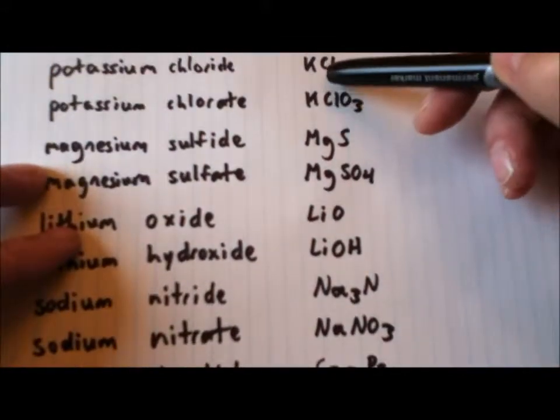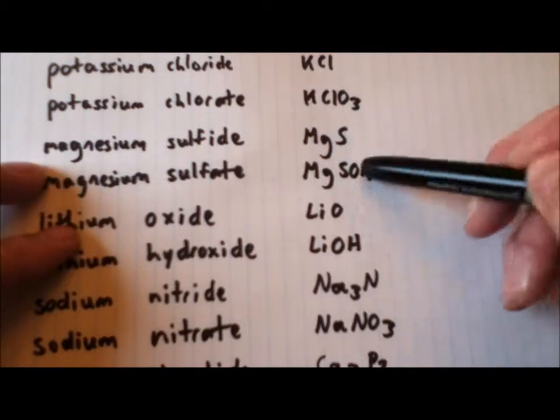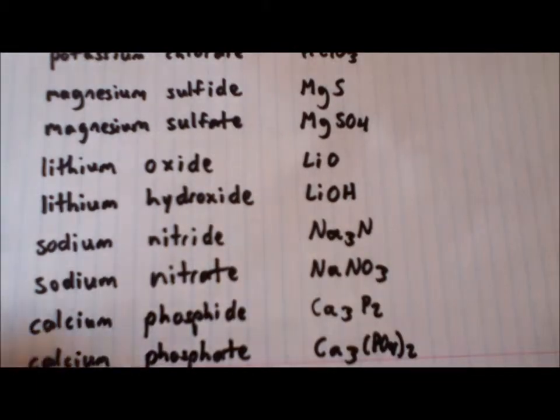And then the second half, when you're looking at just nonmetals, nonmetals, nonmetals, nonmetals on the right hand side of these formulas, will indicate whether it's ionic or polyatomic.